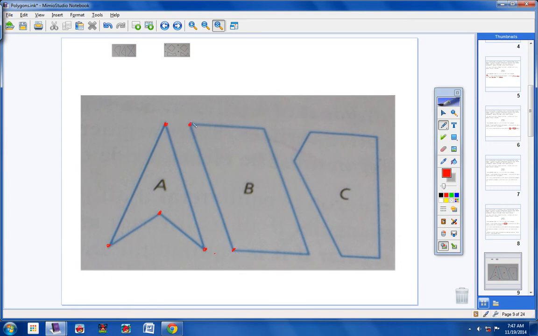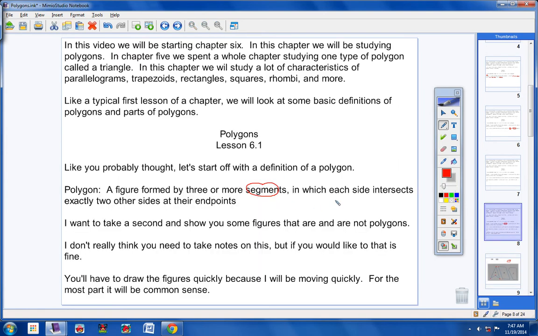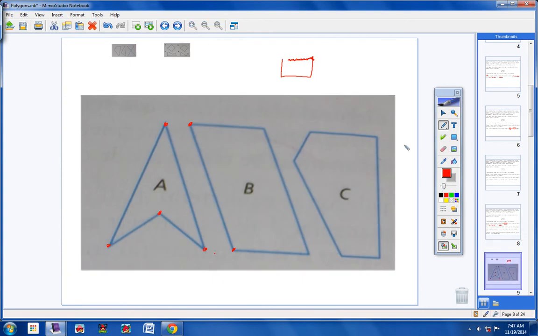All of them. And if I do something like this and stop right here, that would not be a polygon because look, this segment right here is only intersecting one side. And look at your definition, in which each side intersects exactly two other sides at their endpoints. It has to intersect two sides. So, all of these here are polygons because I have segments, and each segment is intersecting two other segments at their endpoints. Okay? Pretty simple. It really is, guys.